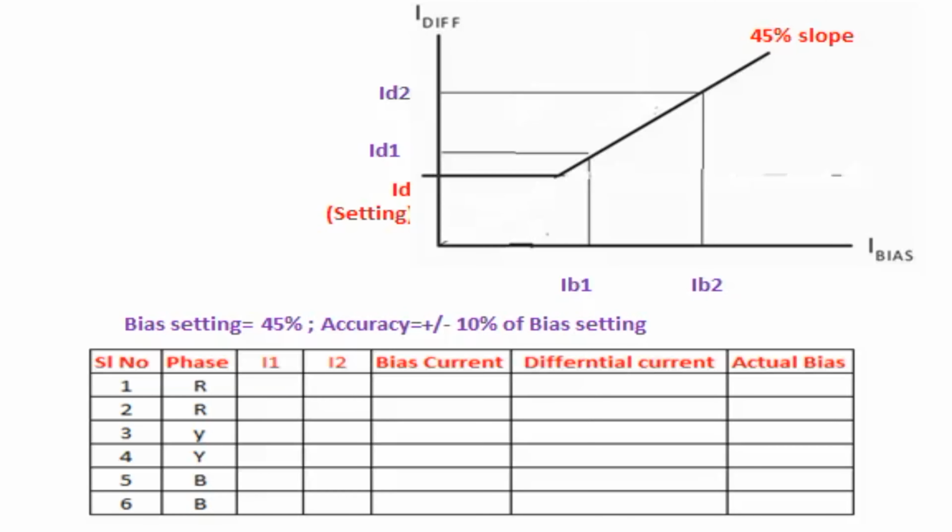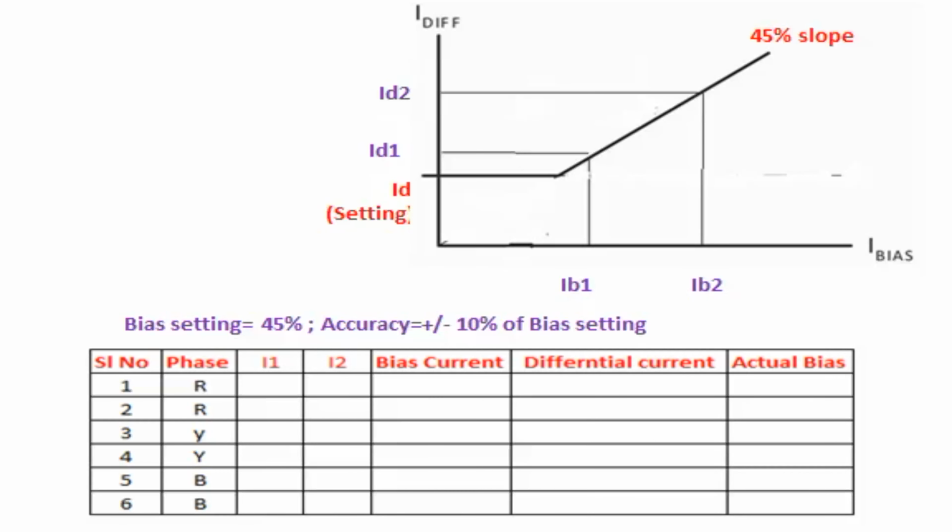That is, initially the setting is in ID, that is 0.15 ampere. Due to bias current, the setting is increased to some other value. What value? The setting of 0.15 is increased to some other value, and it is increasing only due to bias current.